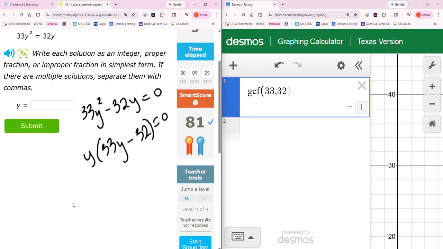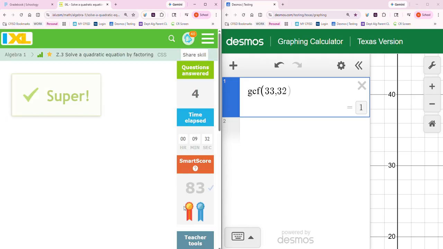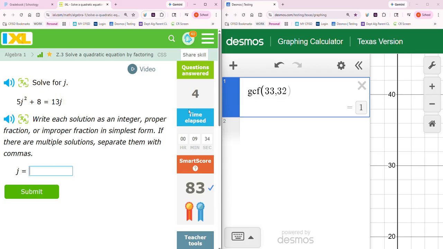So now that means that my solution is going to be y equals 0. And remember that the number here goes on top. So that's 32 over 33. 32 divided by 33 is not going to simplify. So that's 0, comma, 32 divided by 33. That is your answer choice.